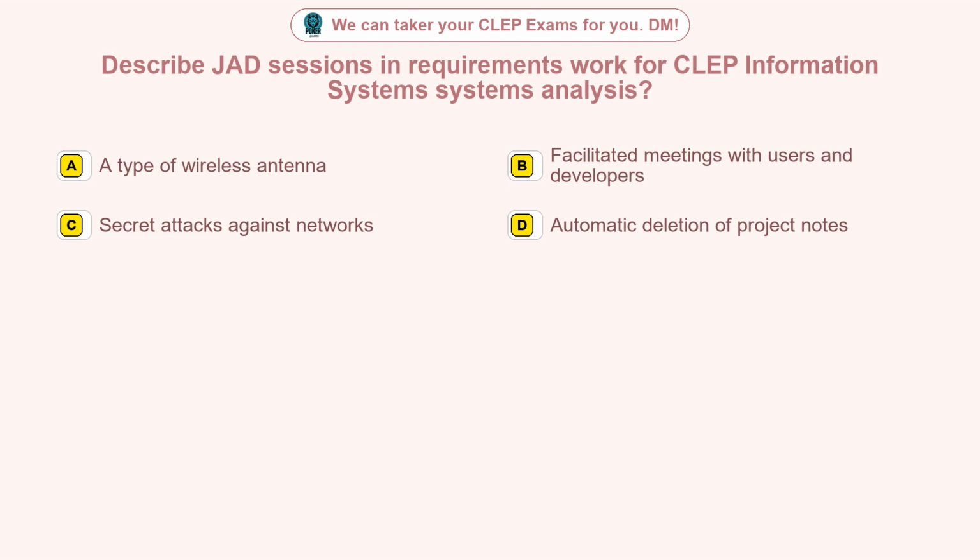Question 73. Describe JAD sessions in requirements work for CLEP Information Systems analysis? Option A, a type of wireless antenna. Option B, facilitated meetings with users and developers. Option C, secret attacks against networks. Option D, automatic deletion of project notes. The correct answer is option B, facilitated meetings with users and developers.